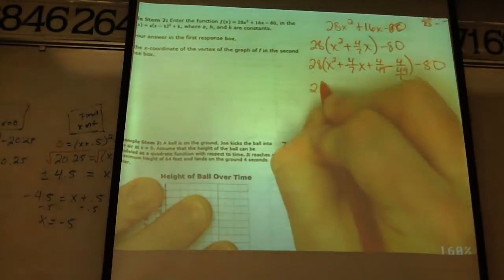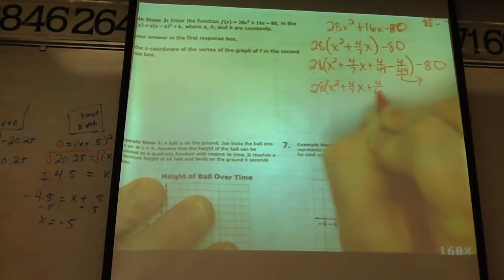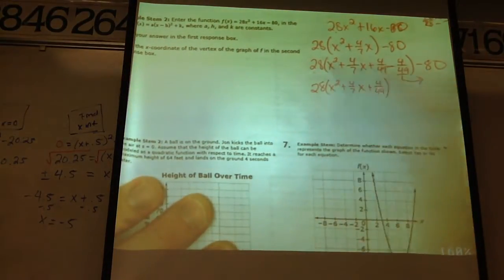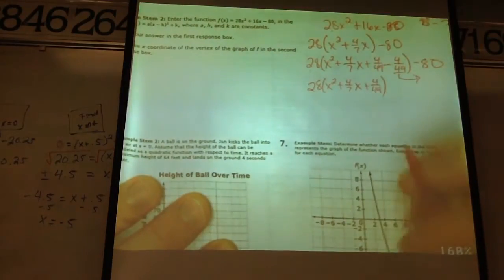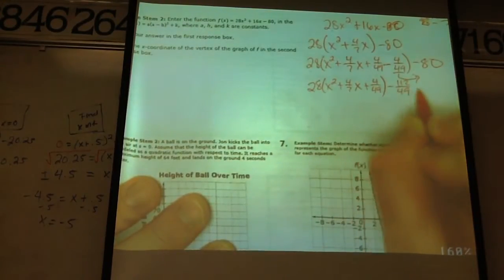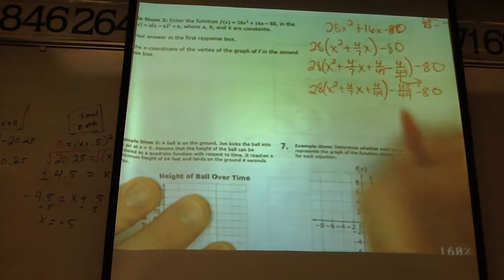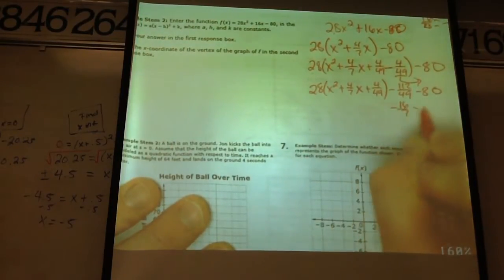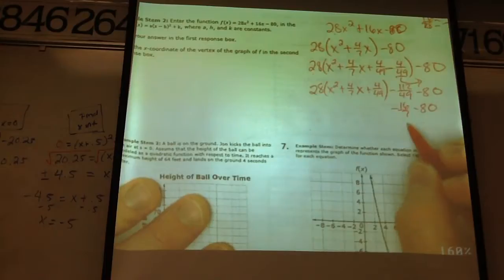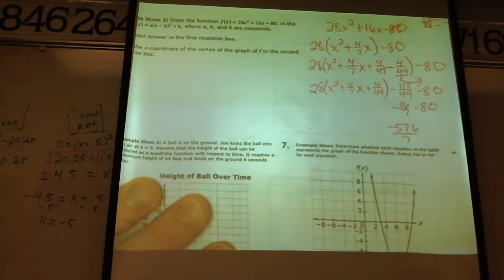Okay, so here, bring out the 4 49ths, but I have to multiply it by 28. Times x squared plus 4 sevenths x plus 4 49ths. 28 times 4 49ths is 112 49ths, which is 16 sevenths. 7 goes into both of those. So that's negative 16 sevenths minus 80, which would be 560. Negative 576 sevenths.